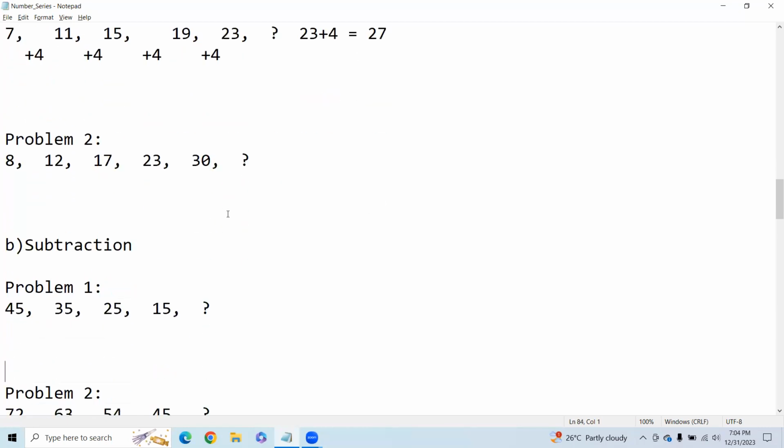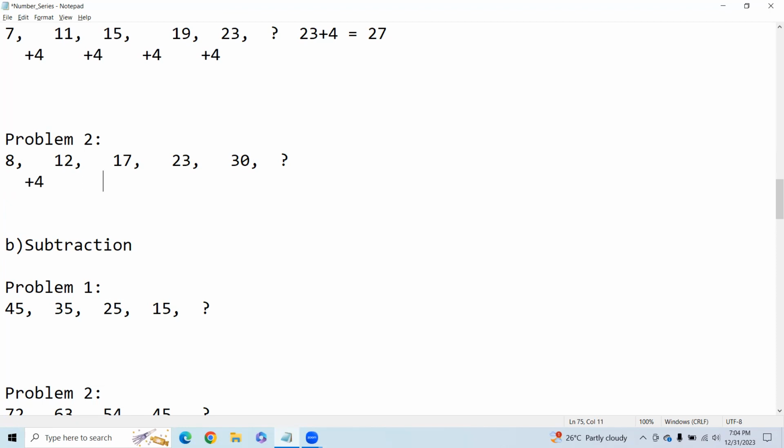Now let's look at the next problem. 8, 12, 17, 23, 30, question mark. Do you see that the numbers are in increasing order? So there is a possibility that the pattern will be addition or multiplication. Let's see how much you add in 8, you get 12. So 8 plus 4 is 12.